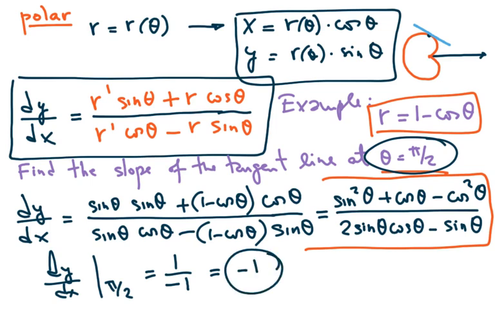This is the slope of the tangent line, which makes sense with the slope that we are seeing there, right? We see that this blue line here is going down with a slope of approximately 45 degrees. That's what it means to have a slope of minus 1.